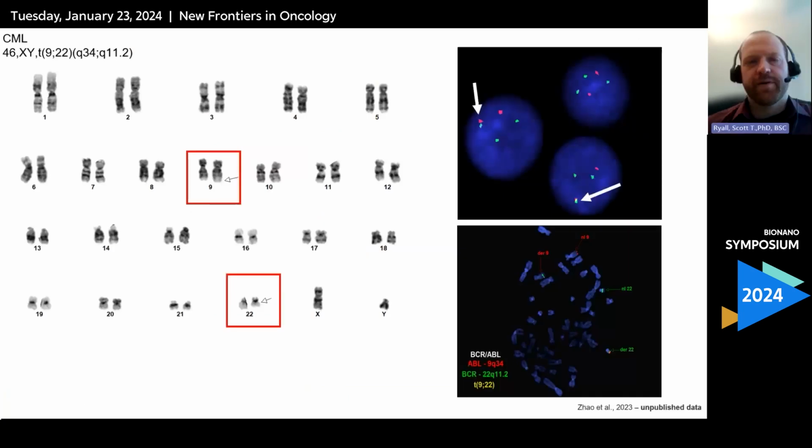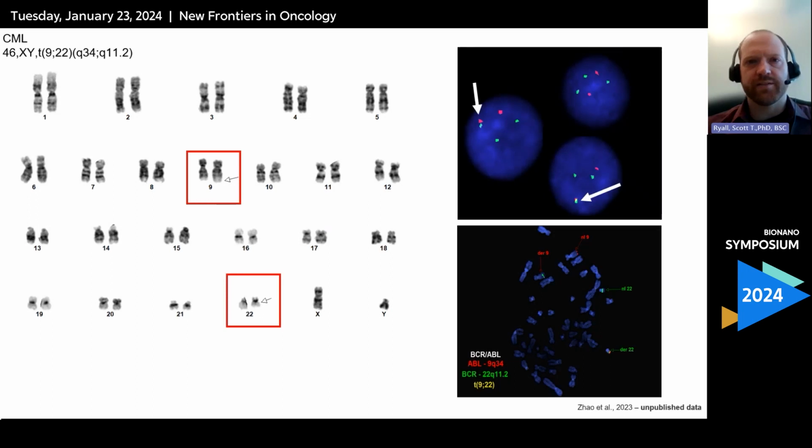The last case I'll show you in this part of the talk is again a classical CML that came to us presenting like a classical CML. When the karyotype came to us, this is what our result looked like. Again, that classic 9;22 translocation, that nice puffy terminal 9q, and that short Philadelphia chromosome. Our FISH confirmed it was a 9;22 translocation, so everything got the check marks and was ready to go.